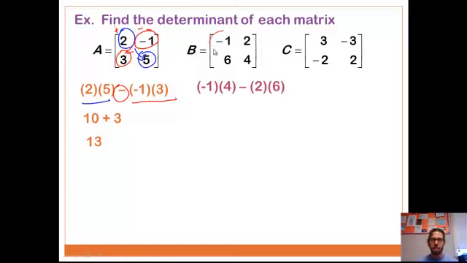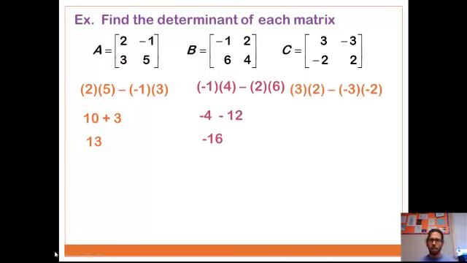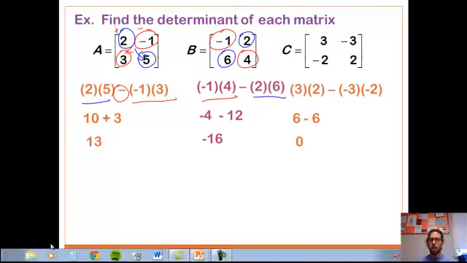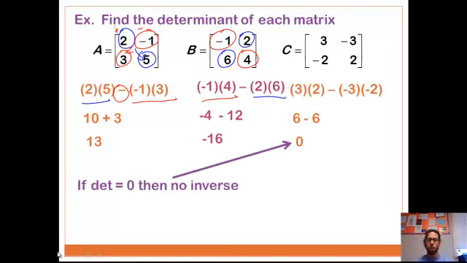Next example, same thing. We take the -1 times the 4, then we subtract that second cross product of 2 times 6, and that's going to give us our determinant. Okay, and the last example, again, same process here, but with this process, what we're going to find is we have a determinant of 0. Now that has a special meaning. What that tells us is that this matrix C has no inverse at all.